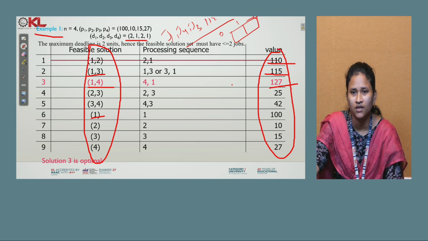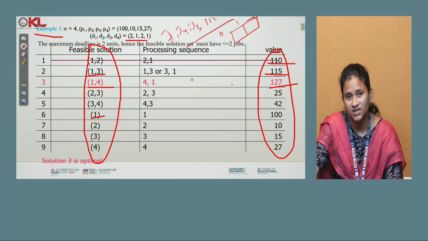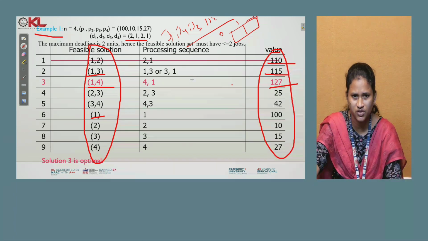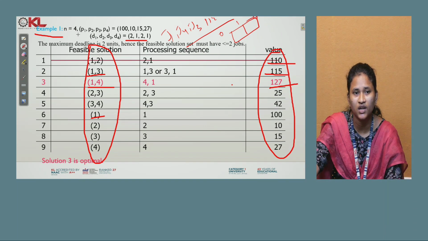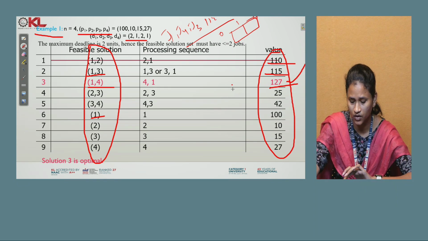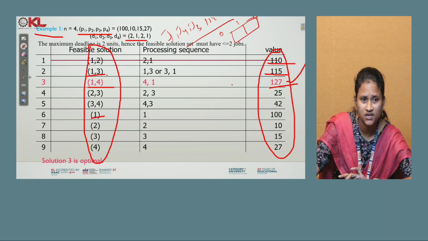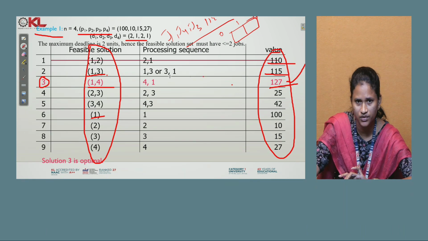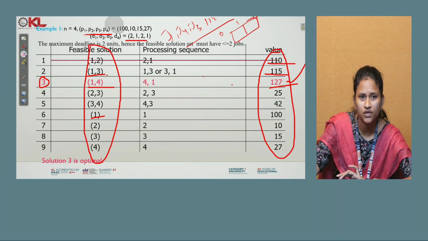Among all these feasible solutions, we have to identify the optimization solution. An optimization solution focuses on either a maximum value or a minimum value as output. For job sequencing with deadline, we are talking about profit values, and the profit value should be maximum. Among all these values, the solution with the maximum value is announced as the optimization solution. So the third solution, job 1 and job 4, is the optimization solution. This is how we solve for optimization solutions.